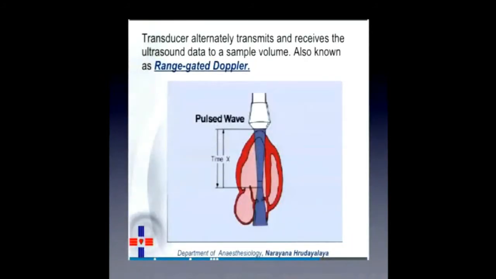And then again, I'll talk about pulsed wave. You can see there's an arrow going out a long time and then an arrow coming back. And so it knows the time that it takes to travel in most mediums in our body, and so then it's able to figure out a gate. So that's also known as range-gated Doppler.